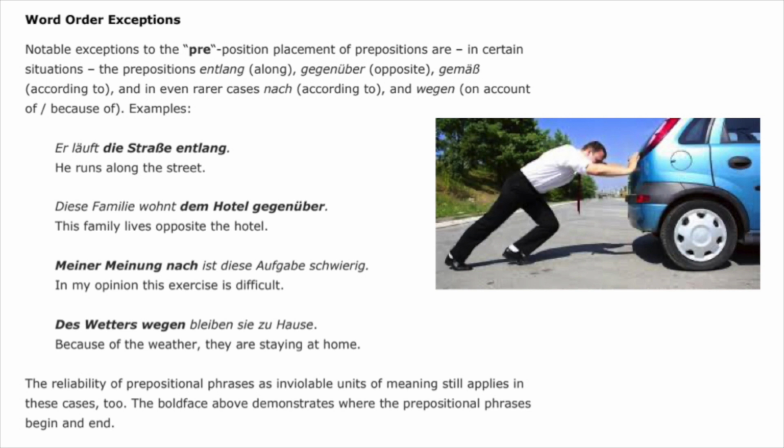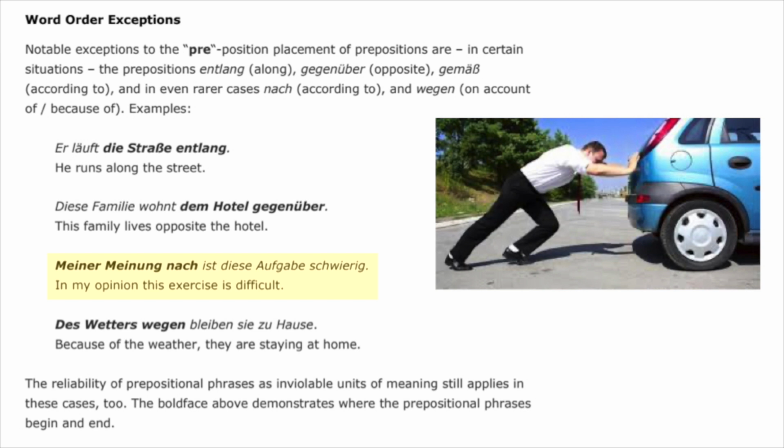So a great example of this is entlang. This means along, but whereas in English we would say he runs along the street, in German we say er läuft die Straße entlang. Die Straße is the street, and entlang is along, but we're really saying here basically he runs the street along. Diese Familie wohnt dem Hotel gegenüber. So here, opposite, gegenüber, is appearing at the end, whereas in English we would say this family lives opposite the hotel. In German we say diese Familie wohnt dem Hotel gegenüber. Another great example is nach.